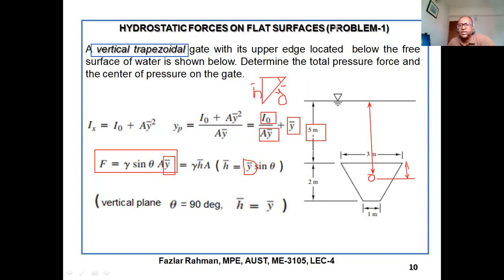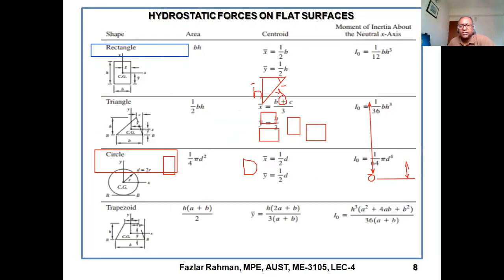Now, how can we figure out this y bar? If you look in the formula sheet, if a surface is trapezoidal, then what is the value of area? H into A plus B over two. H is the height, and A and B are the lengths of the parallel sides, bigger and smaller. Y bar equals, this is the formula. And you look, this is Y bar. That means Y bar is the distance of CG from the bigger end. Okay. And right over here, this is the I naught.